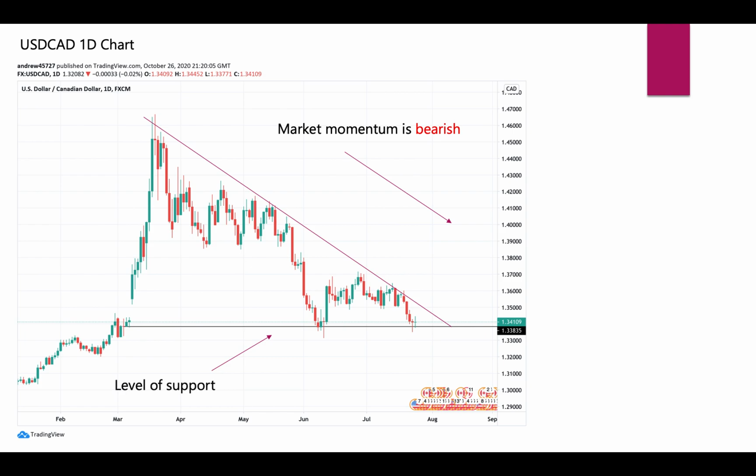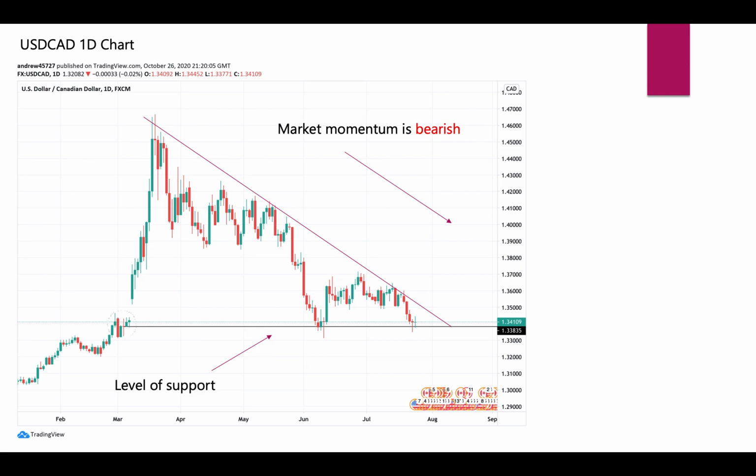Step number two is we want to identify a level of support. Now, you may be asking, why are we looking for support? Well, because market momentum is bearish, it's going down, so we want to look for a level of support. If market momentum was bullish and going up, we'd want to look for a level of resistance for this strategy, because remember, we're trading with the trend. We want to go with that momentum. If you haven't seen my video on support and resistance, I think it's literally the first video I ever made, so go and have a watch of that, and you'll understand this support level a bit better.